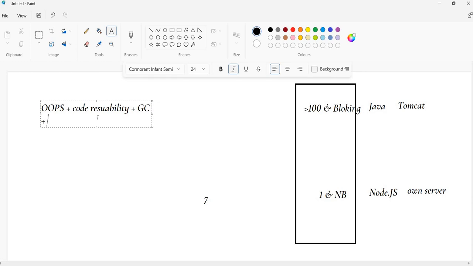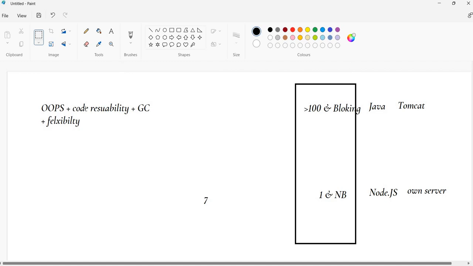And flexibility. Right, okay. Once we write it, we can execute it anywhere. Okay. But we can do everything with Node.js also. Okay. No problem.